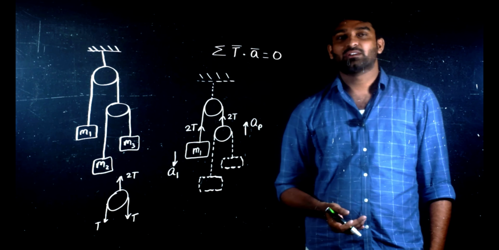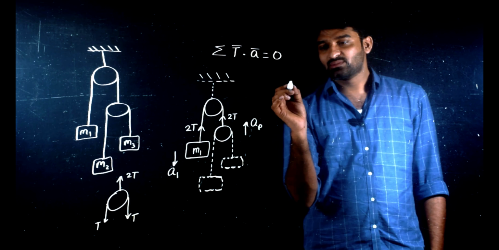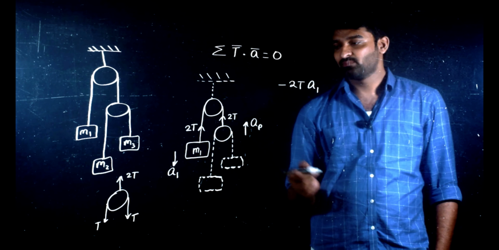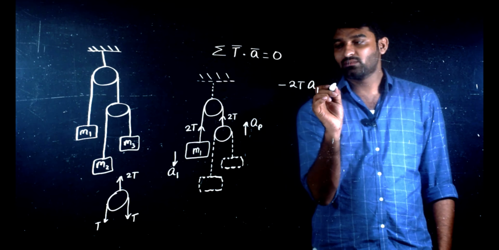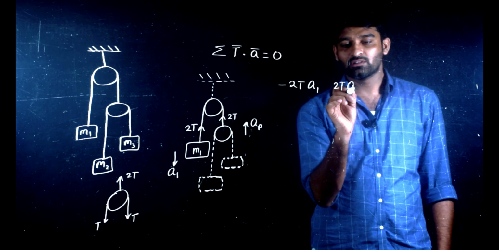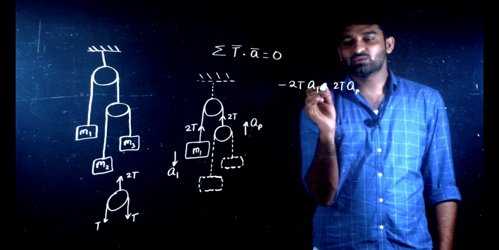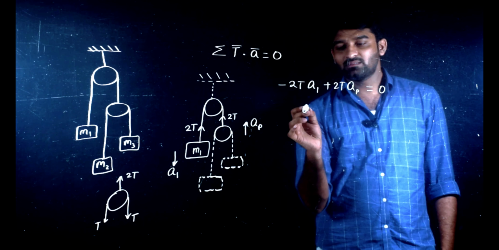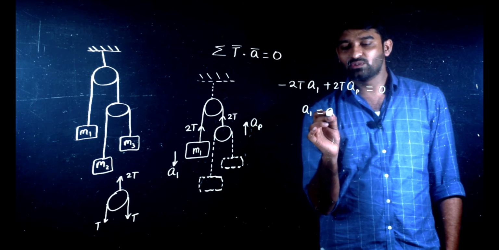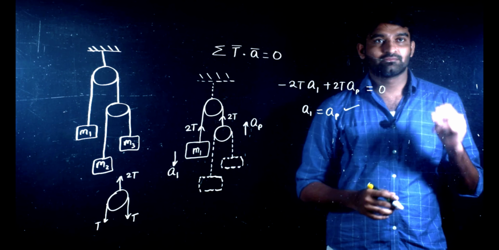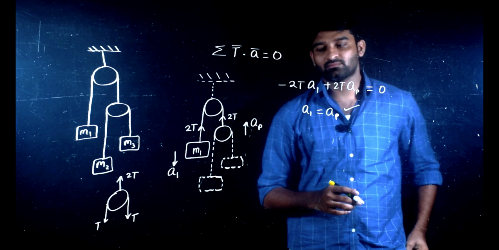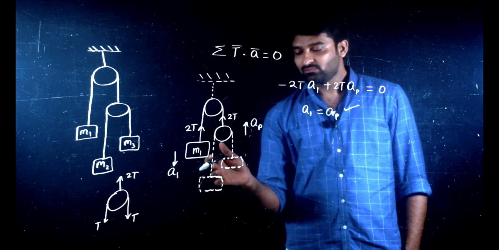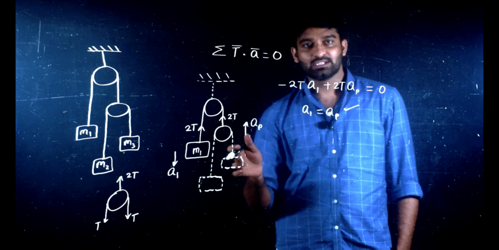Apply T bar dot A bar. 2T and A1 are opposite, so 2T A1 cos 180, so minus 1. Next, 2T and AP are in the same direction, so 2T AP cos 0, so plus 1, equals 0. That's it. Then finally you're going to get A1 equals AP. Just like that.